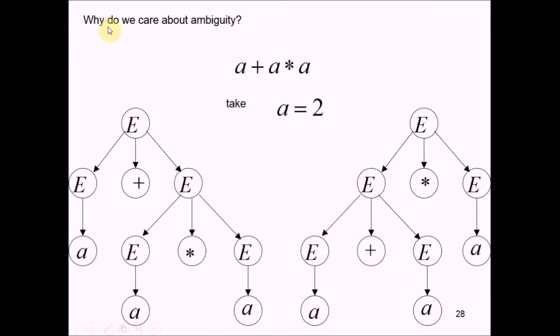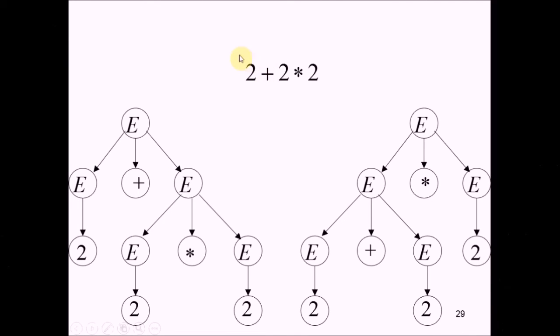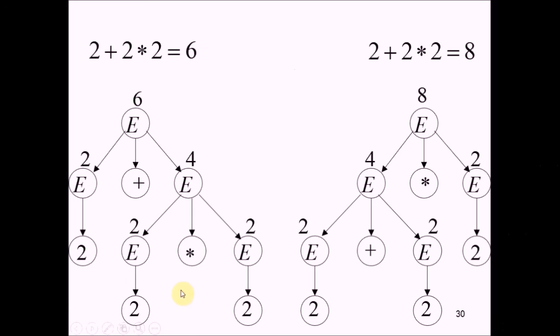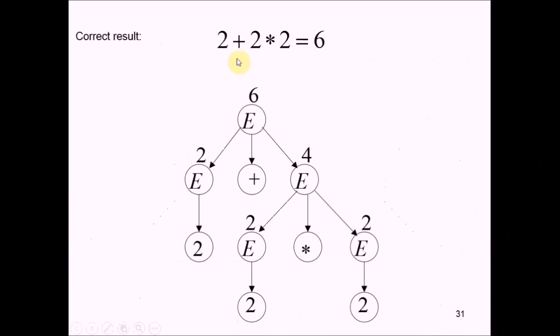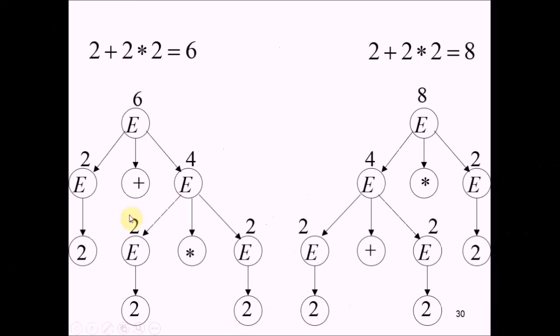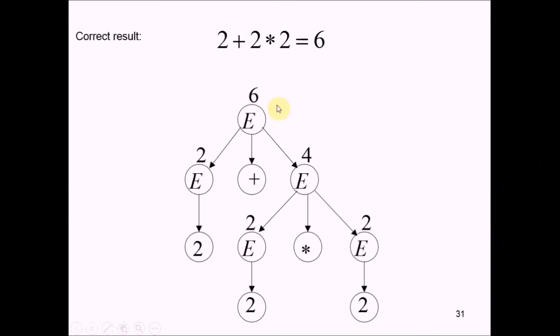So why do we care about ambiguity? We have the string A plus A star A. Now let's take A equal to 2, and we had the parse trees we constructed before, first this and the other this. After replacing A with 2, we get the string 2 plus 2 star 2. Using the first parse tree, we get the answer 6, and with the other parse tree we get the answer 8. As we know by normal calculation, the answer would be 6. So the correct result is given by the first parse tree we constructed with that derivation.